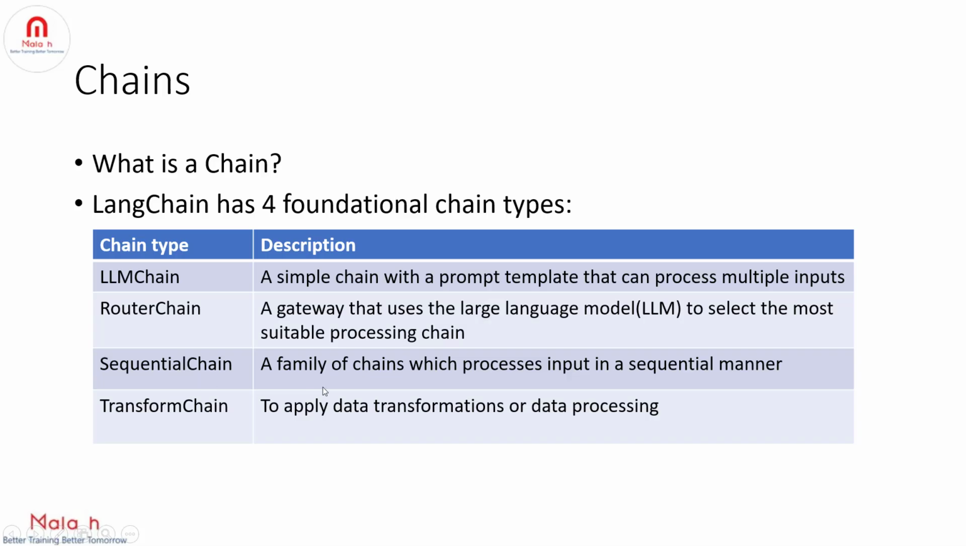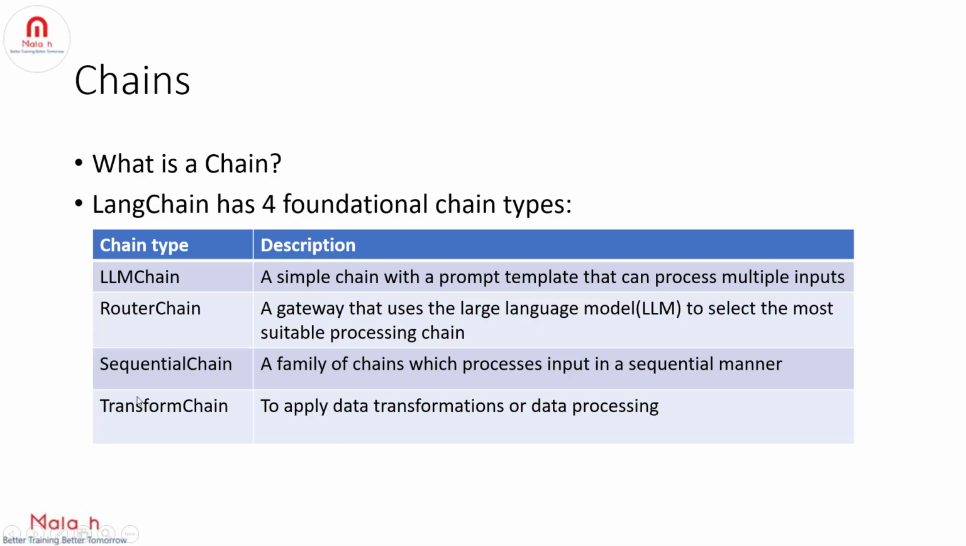And sequential chain, that is a family of chains which processes input in a sequential manner. That means the output of the first chain will be passed as the input to the second chain, and the output of the second chain will be passed as the input to the third chain, right? And so on. And transform chain, this is used to apply data transformations or data processing. For example, let's say if you want to do string manipulation, right? So that's when we use this transform chain.